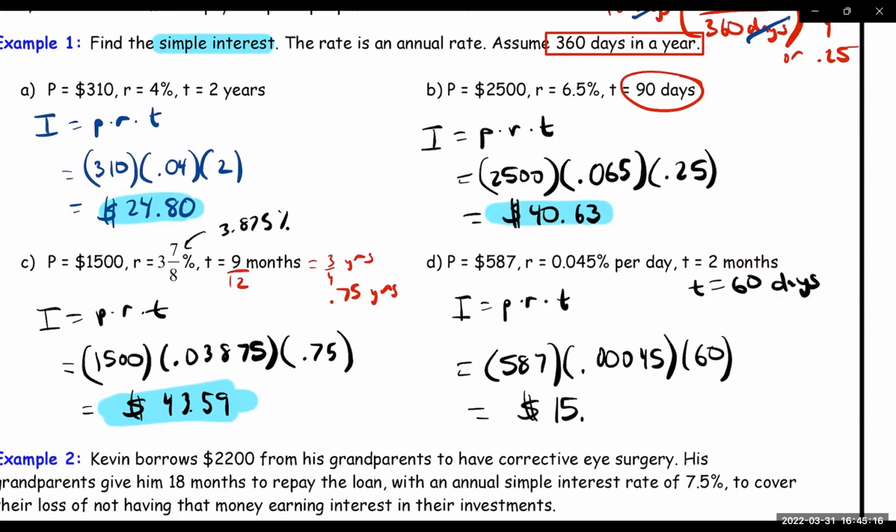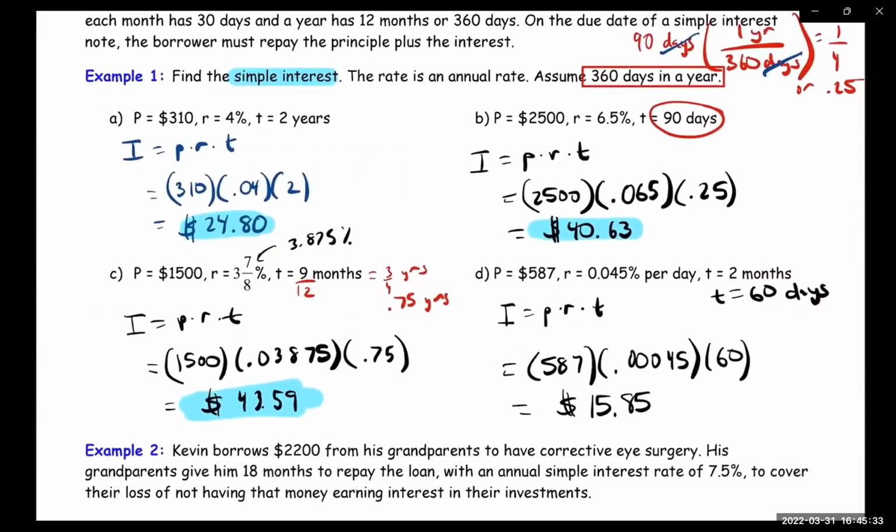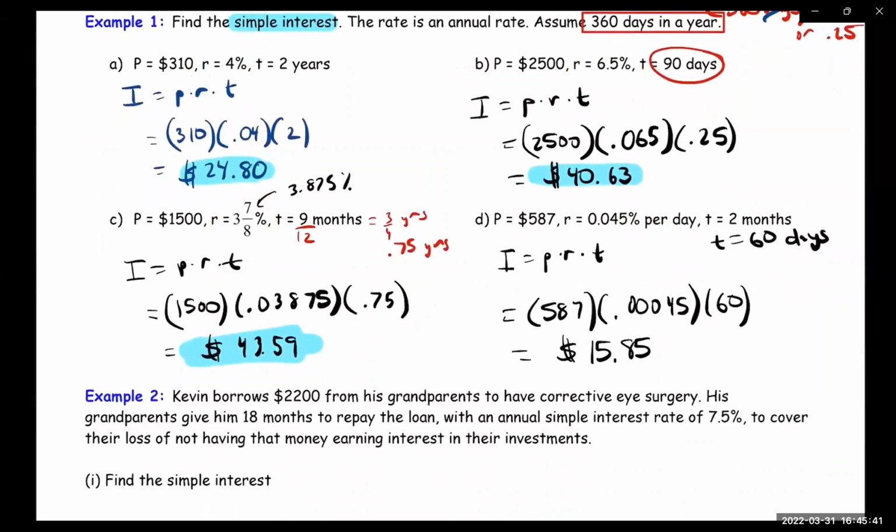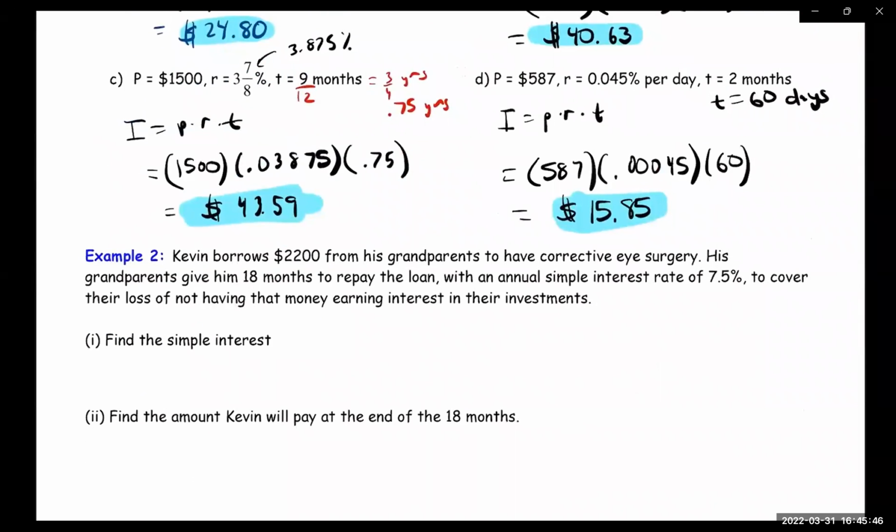So you wouldn't divide 60 by 360 days? No, because then that's going to go back to years. That would convert this to years, but because this is per day, we have to keep it in days. So all these are assumed to be per year, unless it says something different. Right. So there it is.